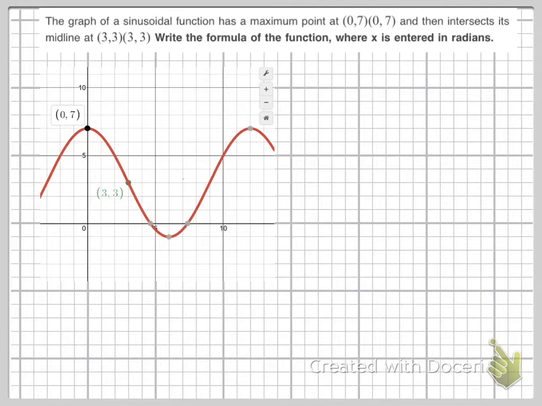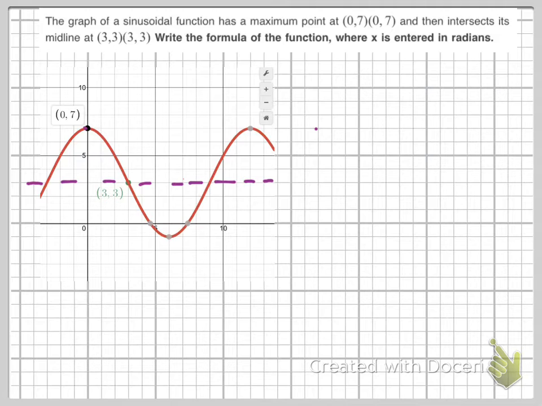So, there's a few key pieces of information here. First and foremost, we can see if we were to graph this, which I did here, we could graph this by hand, obviously. It's just a sinusoid that has its maximum here at 0, 7, and then it's hitting the midline at 3, 3. So there's a few things that are easy for us to figure out.